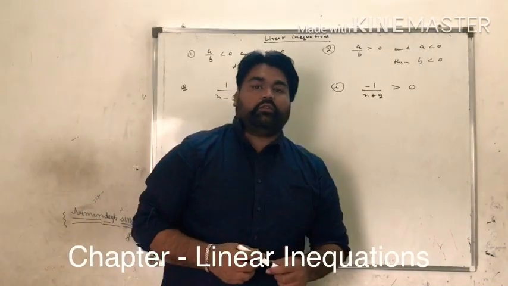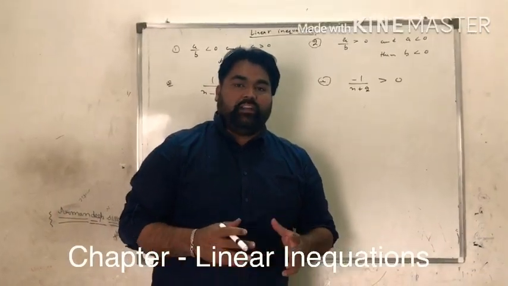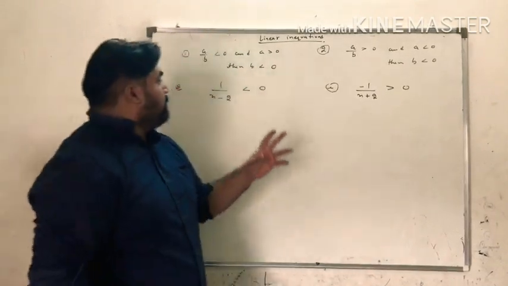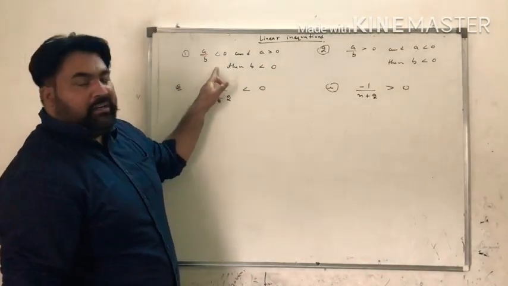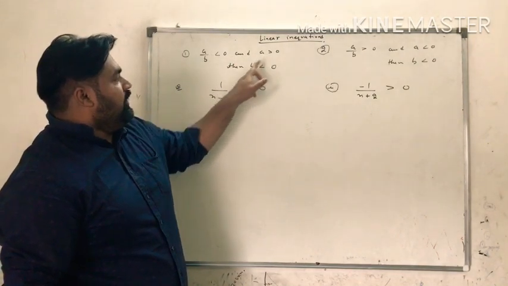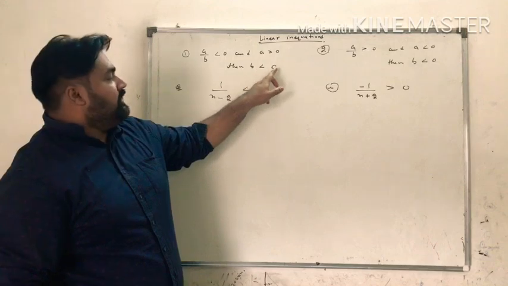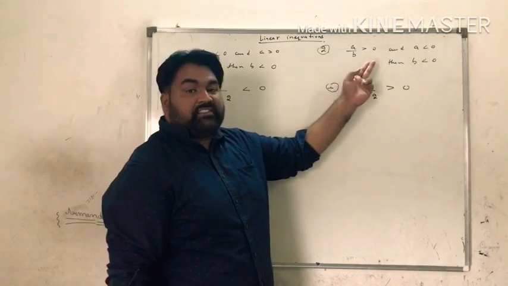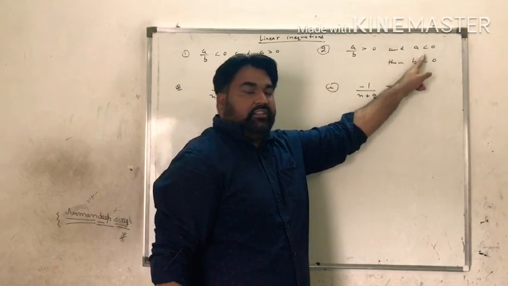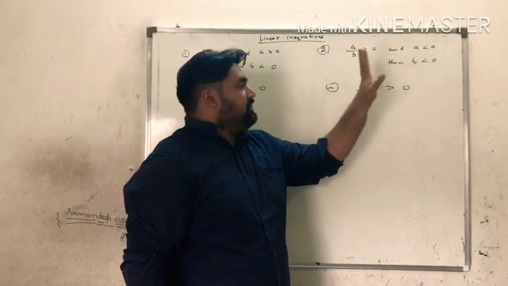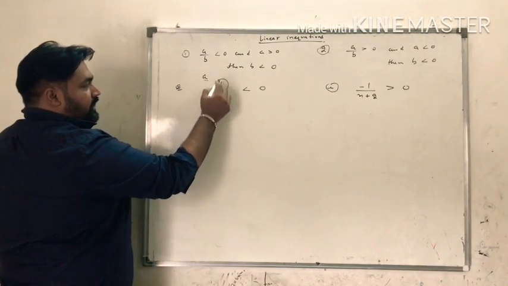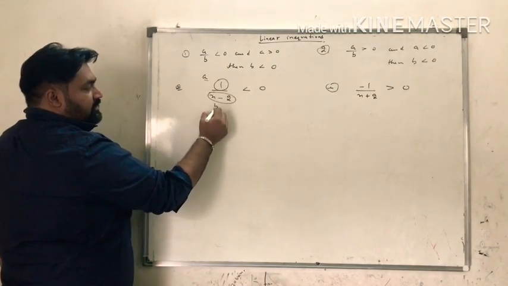Good morning students. Today is the second day of linear inequations. Today there are two concepts. We discuss a upon b. If a upon b is less than 0 and a is greater than 0, then b is always less than 0. Second concept, if a upon b is greater than 0 and a is less than 0, then b is less than 0. For example, this is a, this is b.